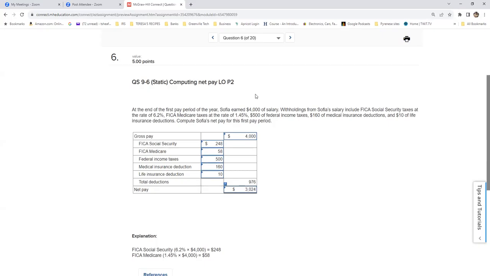Income taxes are given at $500. Medical insurance deduction, $160, and life insurance deduction, $10. Add all those up and it comes to $976, and you subtract that from the 4,000, and that gives us net pay of $3,024.